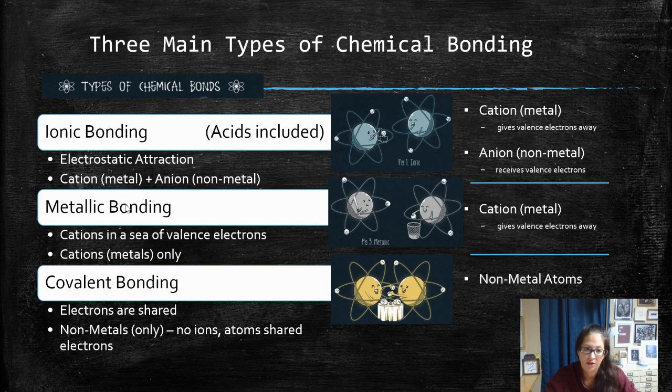Covalent is a whole other category. Now our electrons aren't being donated to a sea of electrons and they're not being given and taken. They're actually going to be shared between a nonmetal and a nonmetal. So there are no ions in covalent bonding, so that means we won't have any polyatomics also. So a nonmetal plus a nonmetal or multiple nonmetals will make a covalent bond and they'll be sharing those electrons.